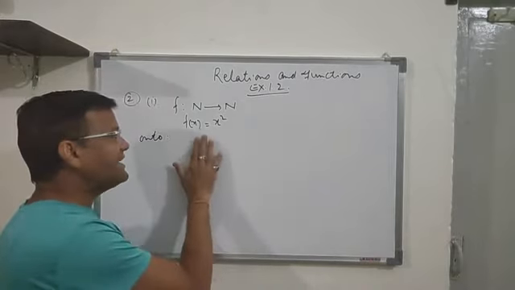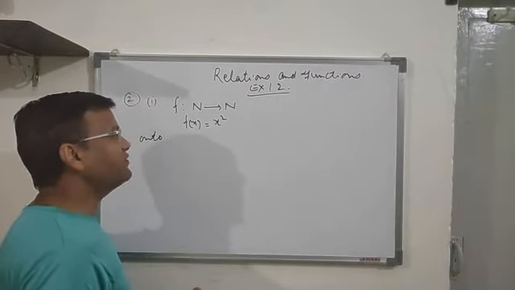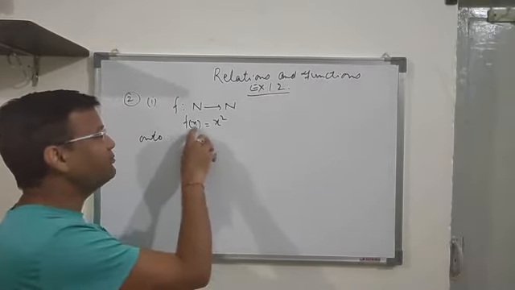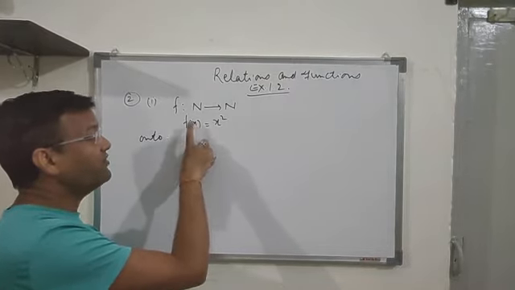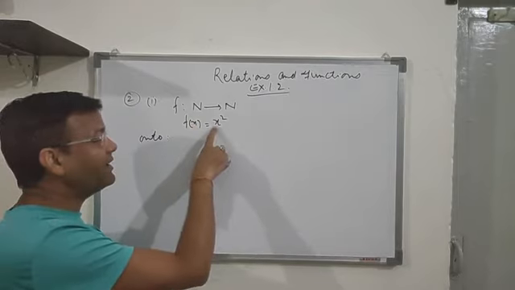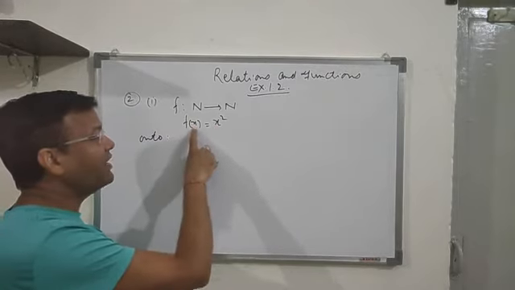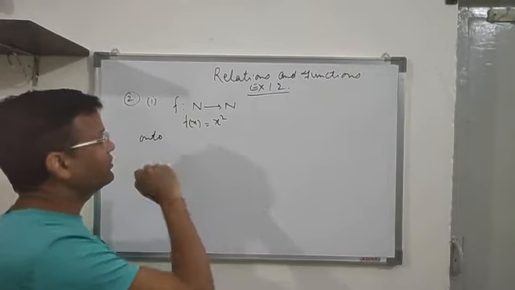But if I see this function, the definition of the function, for example, if I put the value of x as 2, I'll get the result as 4. If the value of x is minus, no, it's not minus.